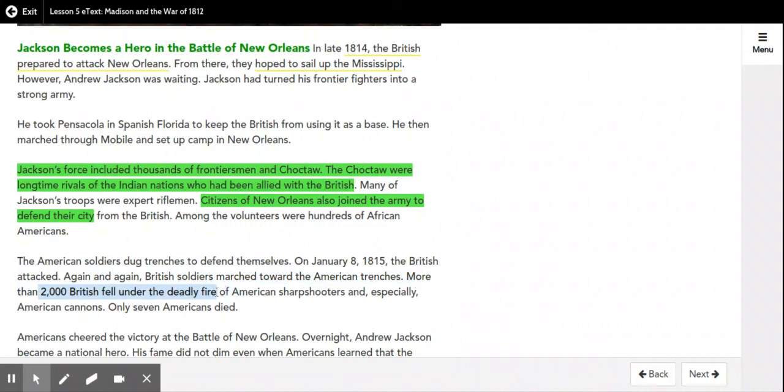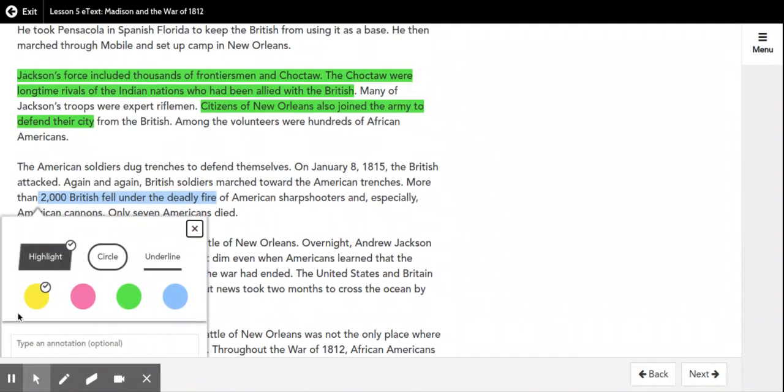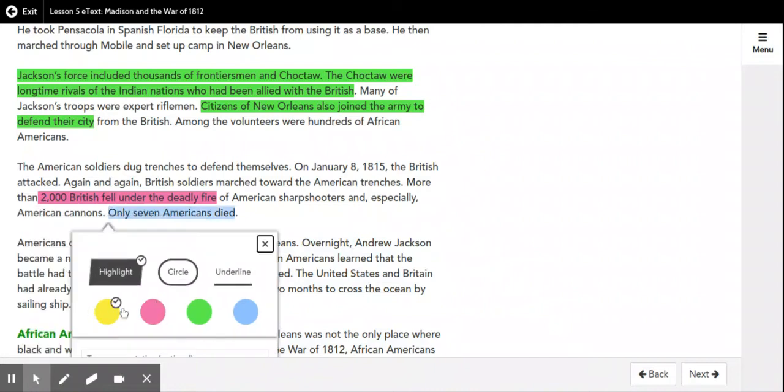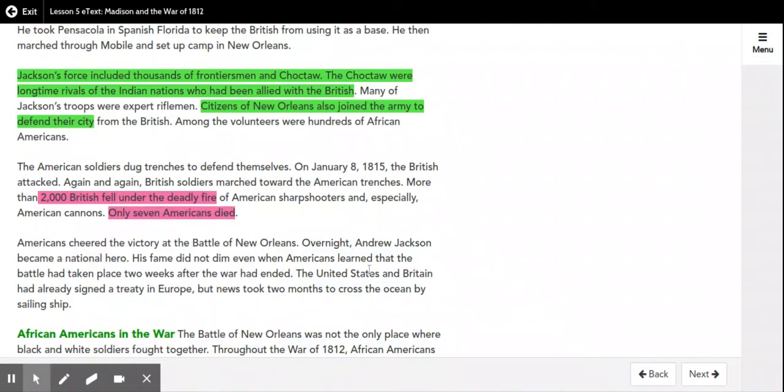His fame did not dim even when Americans learned that the battle had taken place 2 weeks after the war had ended. The United States and Britain had already signed a treaty in Europe, but news took 2 months to cross the ocean by sailing ship.